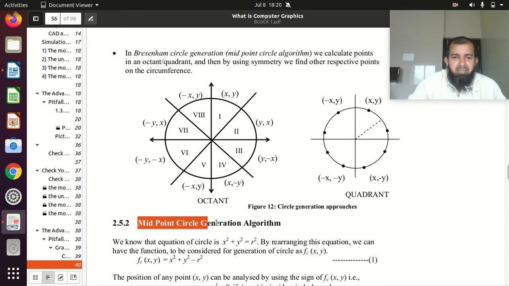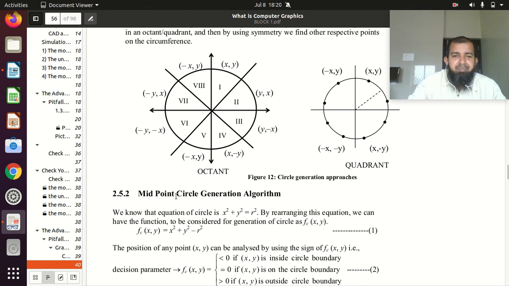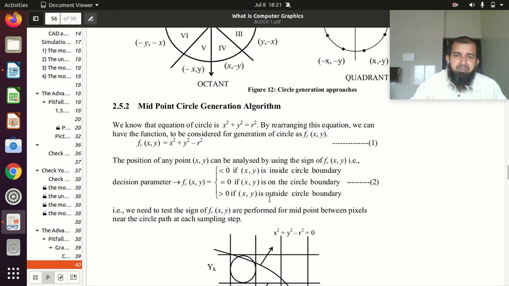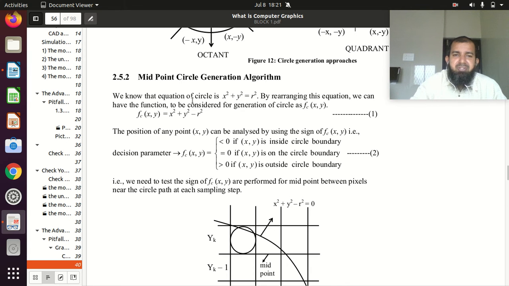Next, the main part is the midpoint circle generation algorithm. What is the algorithm to find the positions of x and y of the circle? This is very important. We know that the equation of a circle is x square plus y square is equal to r square. By rearranging this equation, we can have the function to be considered for generation of circles as fc of x comma y, equal to x square plus y square minus r square. If we take r square to this side, it becomes minus r square.